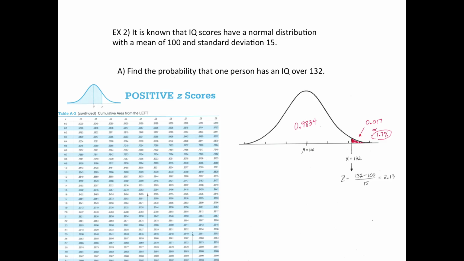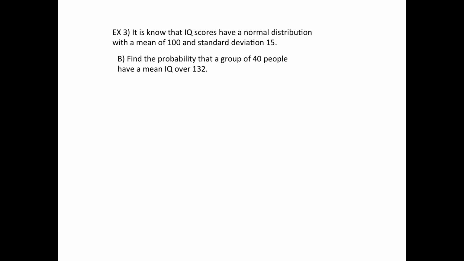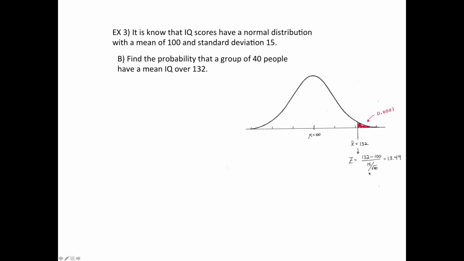1.7%. Now what I'm going to do for part B is basically the same thing, except instead of one person, what if it was 40 people? So you randomly choose 40 people, and their average IQ needs to be over 132. Take a look at this. The only difference is, right in here, you need to divide by the square root of 40 people. That's how the standard deviation is affected.